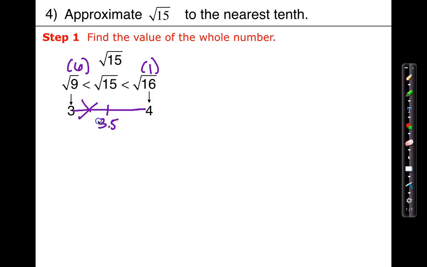So I'm not going to try any of these numbers. I'm going to go anywhere from 3.5 to 4. But since 15 and 16 are so close, I would assume it's very close to 4. So 3.9 would be a good number to check.